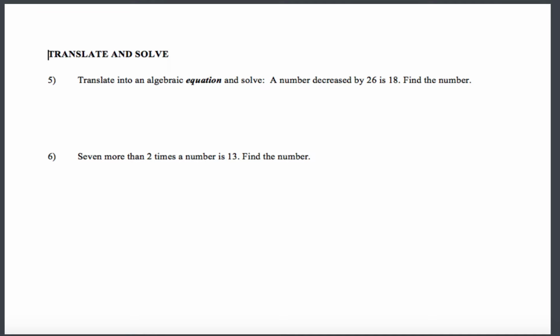The next practice area is a little bit different because now we're translating to an algebraic equation and they would like us to solve. So when we annotate, it's important to underline the question, especially as we get into more complex problems, because sometimes it'll ask us to do more than one thing. In this example, they tell us that a number decreased by 26 is 18. Remember that word "is" tells us equals.